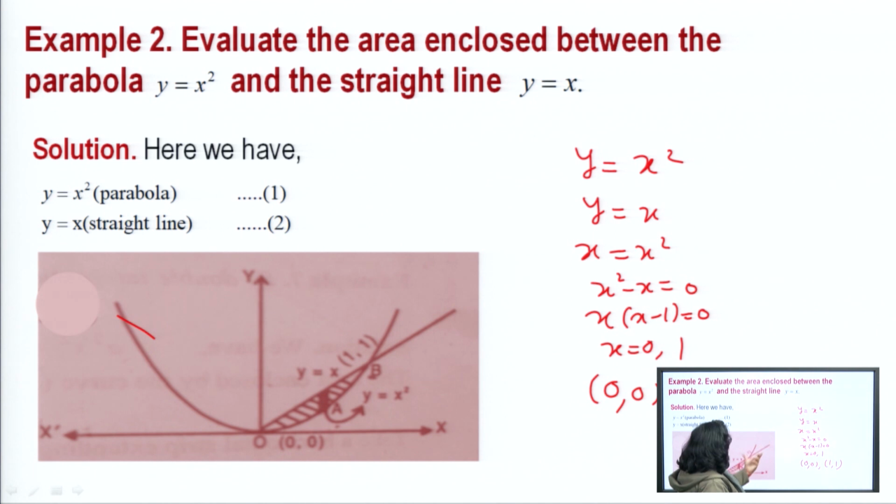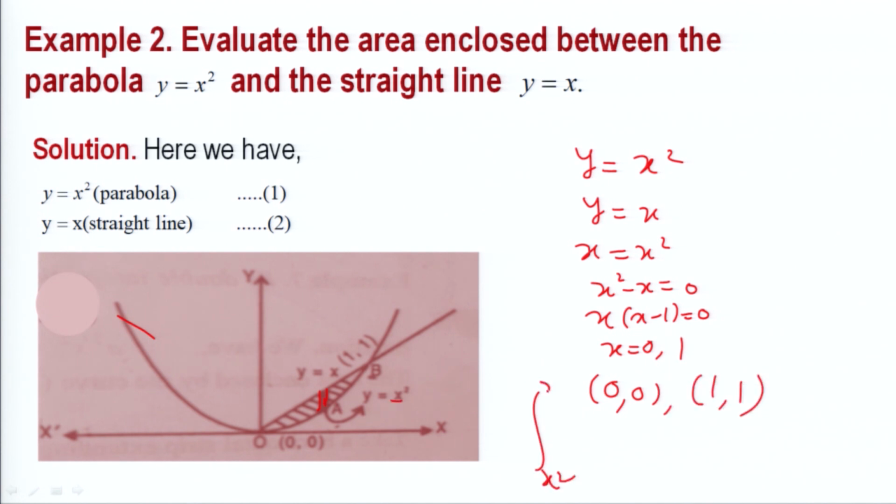Now draw the figure. This is the parabola y is equal to x square, and the straight line cuts this parabola at 0 comma 0 and 1 comma 1. We draw the strip parallel to the y axis. So, first find the limit corresponding to y. Here we can see that the strip's last point touches the curve. So, the limit corresponding to y is x square to x, and the limit of x is 0 to 1, with dy dx.